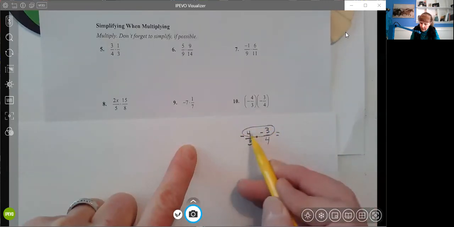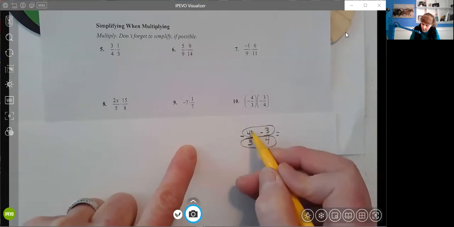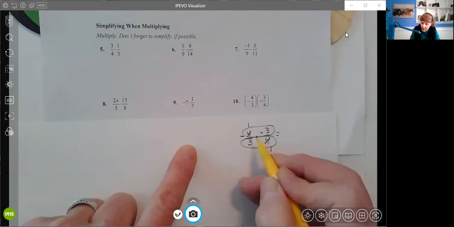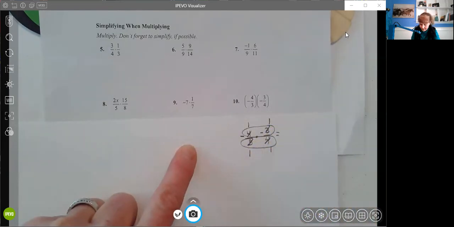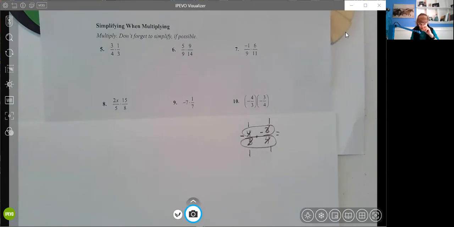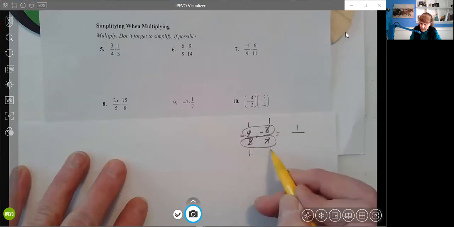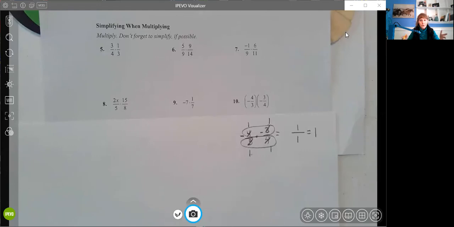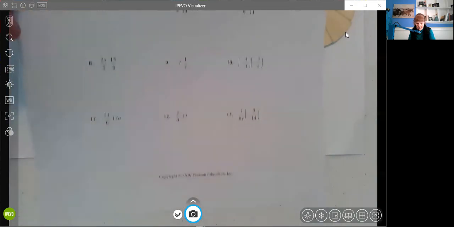Do either of those reduce with either of these? Well, 4 goes into 4 once. 3 goes into 3 once. I know it's going to be a positive. 1 times 1 is 1. 1 times 1 is 1. 1 over 1 is 1. All right, so you reduce and multiply. Okay, let me see if there's any of these others that might give you guys some issues here.